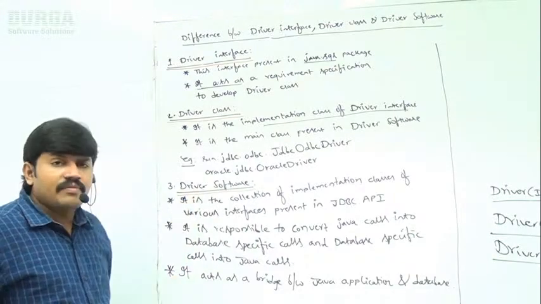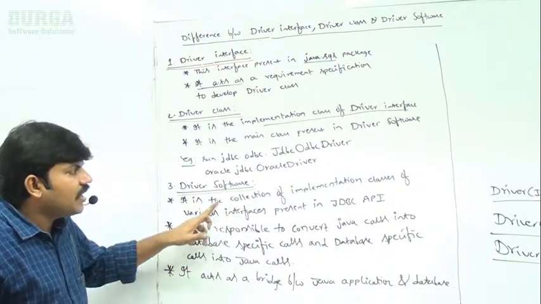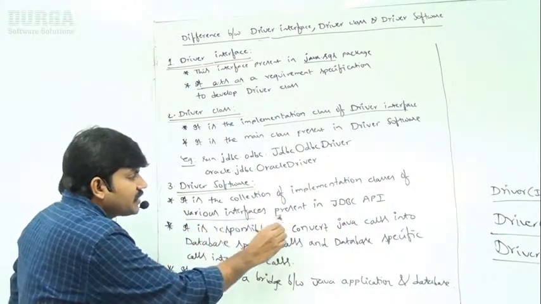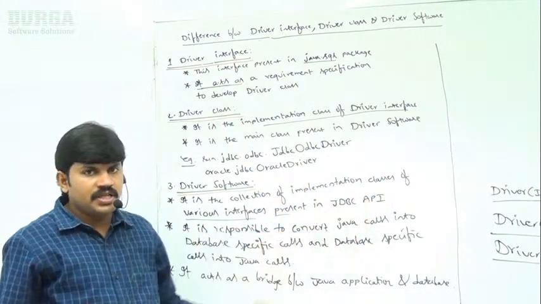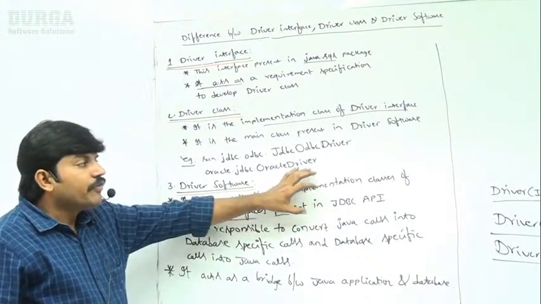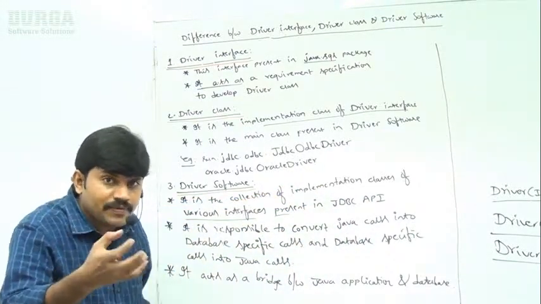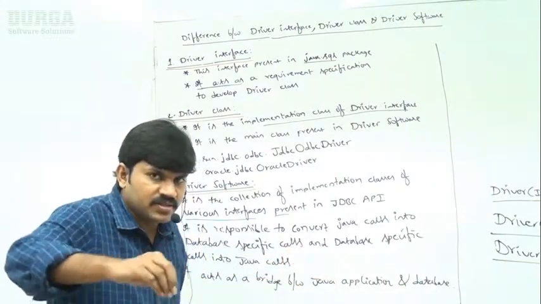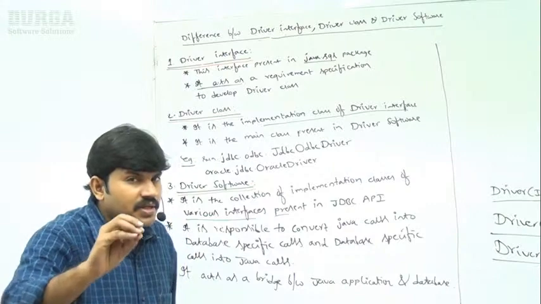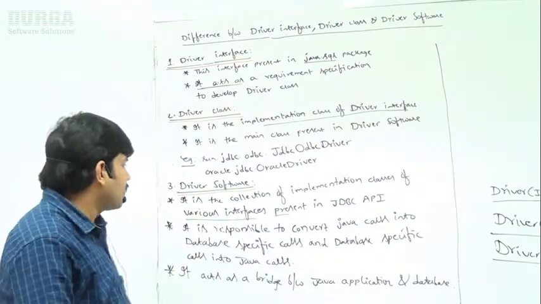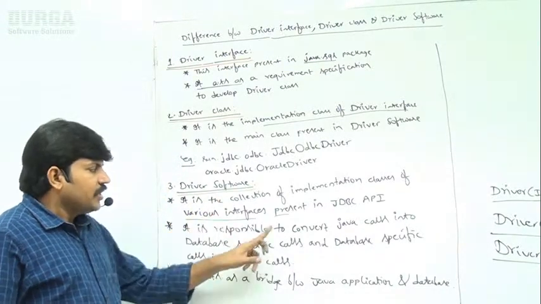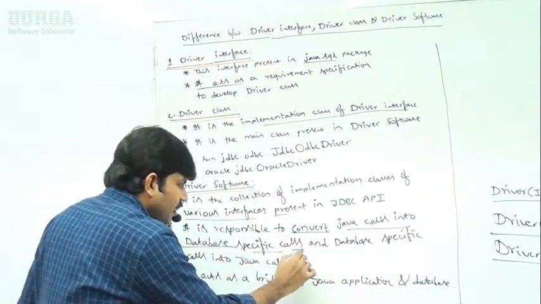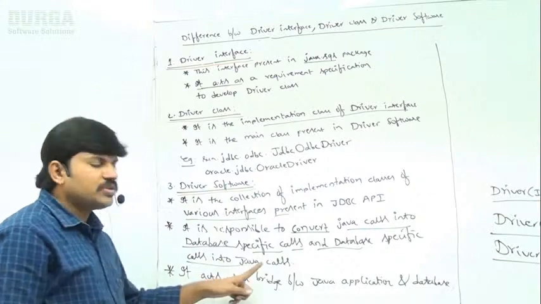Next, what is driver software? It is the collection of implementation classes of various interfaces present in the JDBC API. Sir, in the JDBC API, various interfaces are there. A group of implementation classes of the interfaces present inside the JDBC API is nothing but what? Driver software. It is responsible to convert Java calls into database specific calls and database specific calls into Java calls.